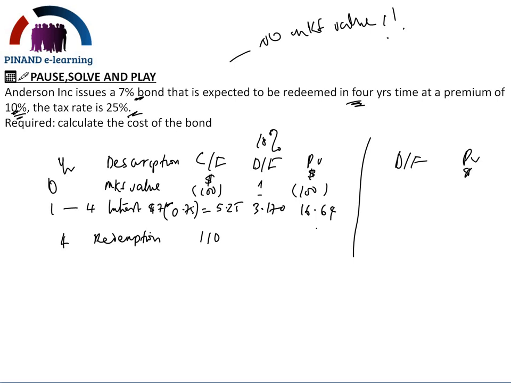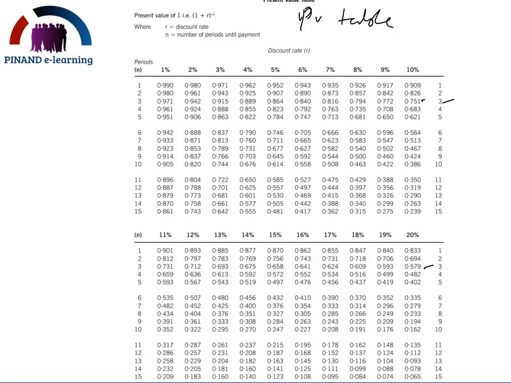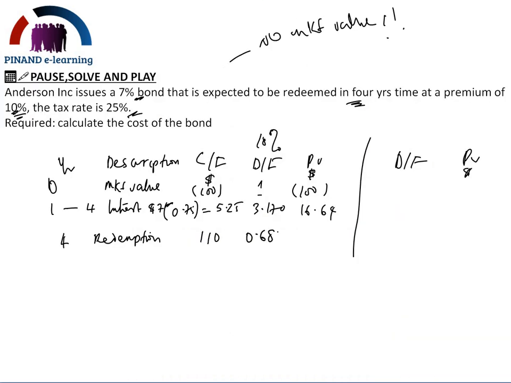So let's go and see redemption year 4, discount factor year 4, using the present value table, 0.683. So I go back, 0.683. If I multiply that by 110, that should give me 75.13. If I total this, I'll get 8.23 minus. Now that I have a negative, what I'll do is reduce the rate so that I can get a positive.